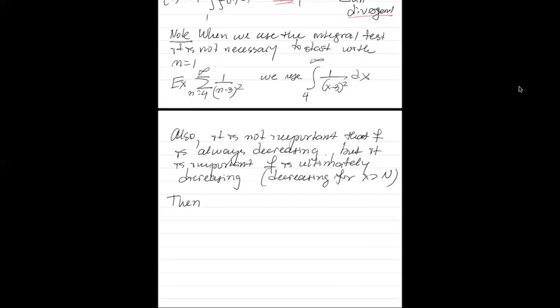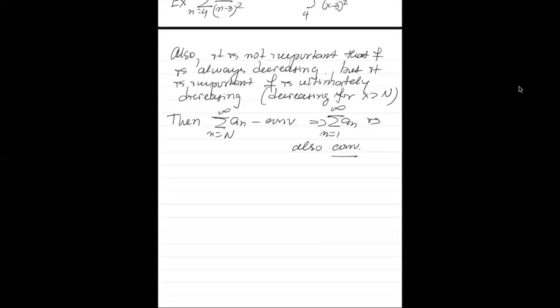Then this sum, sigma a sub n, from big N to infinity, being convergent leads to our series a sub n, but now from 1 to infinity, also being convergent. Okay. So if we remove a few terms from the series, finite terms, it's okay. It doesn't make a difference.